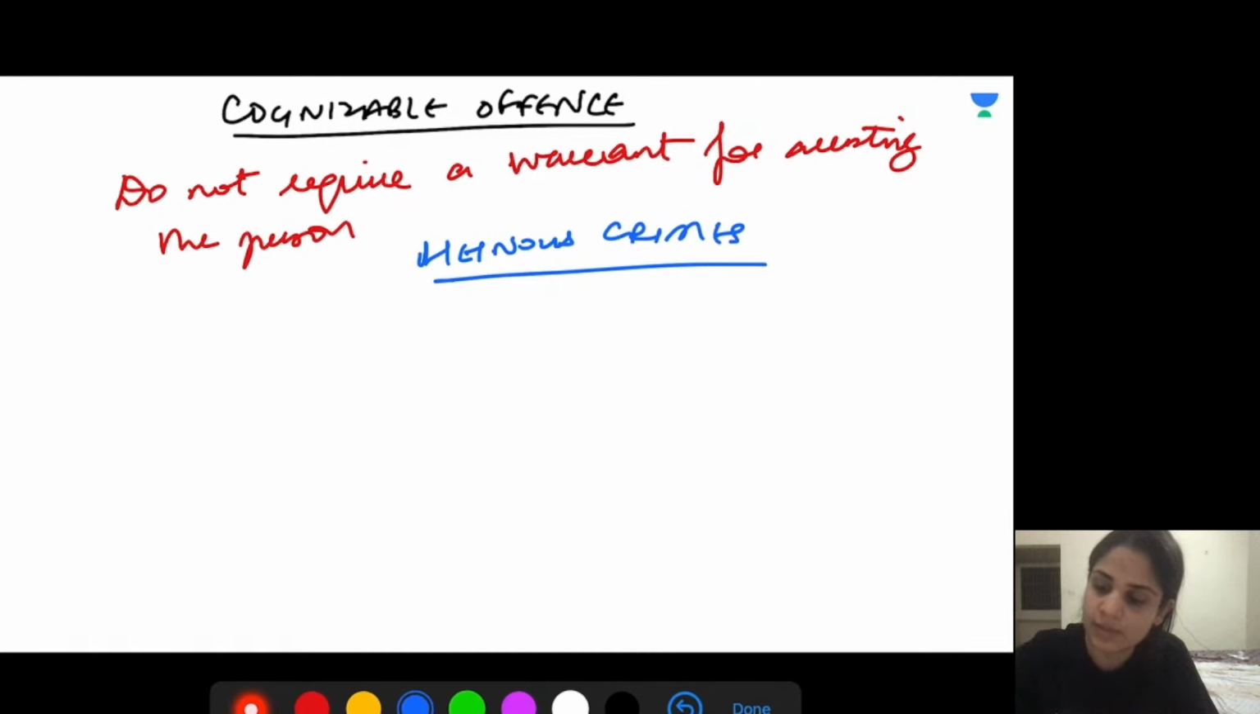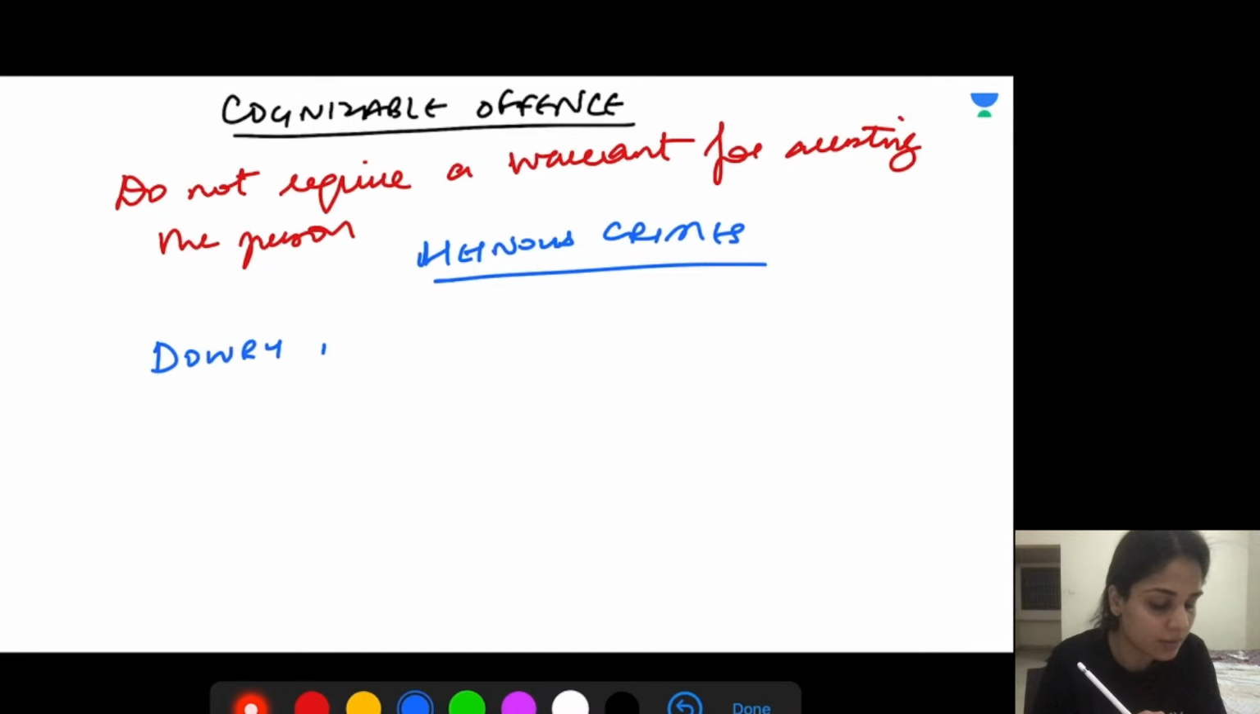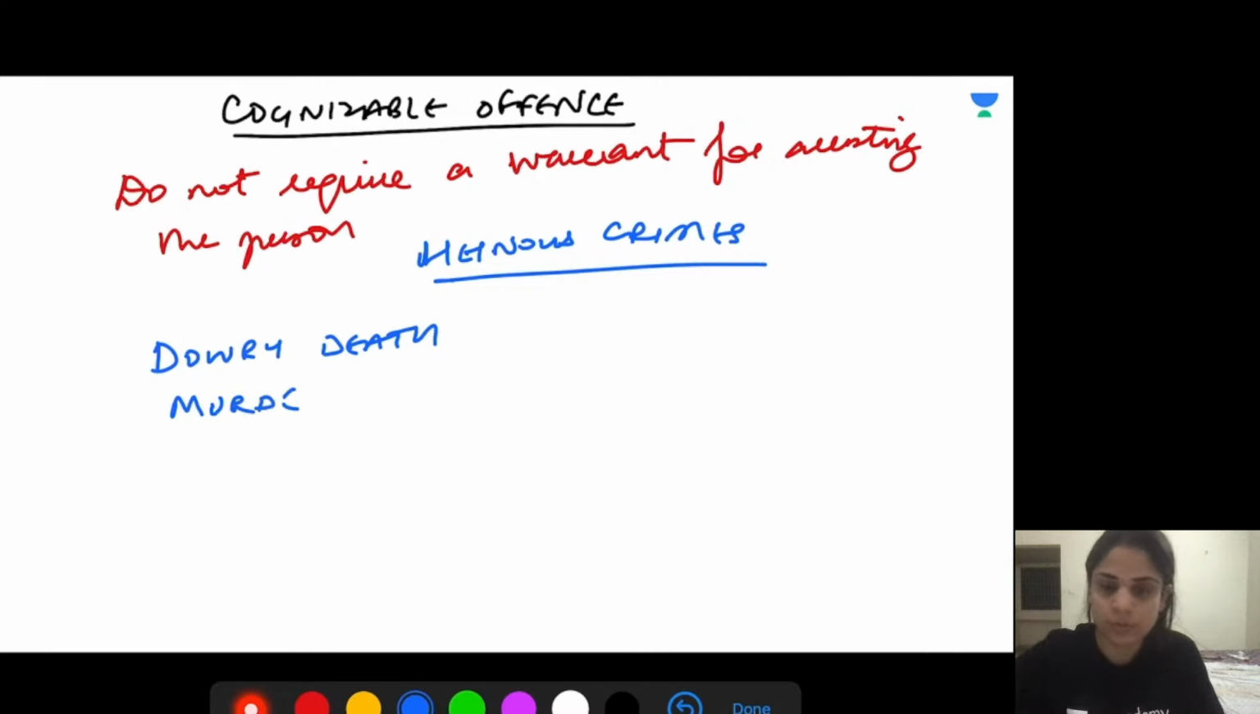So the first one is dowry death. You guys can also give examples. I am seeing your messages in the chat box. Yes, Faiz, Sadaf, all are saying murder. Absolutely correct. Murder is one crime. Proud Doctor is saying rape. Absolutely correct. Rape is another crime.